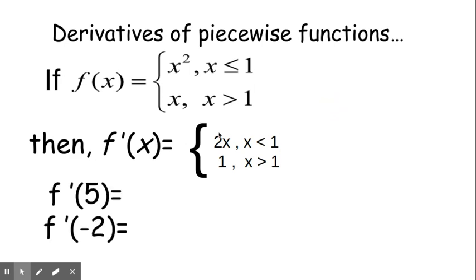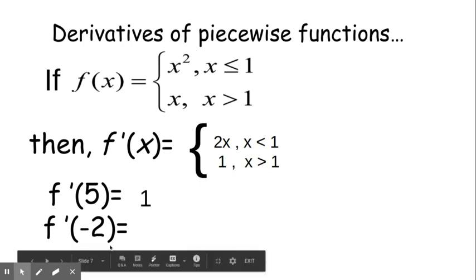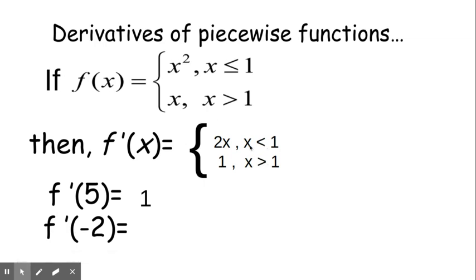So if we wanted to find the derivative of the function at x equals 5, we would go to our derivative function and we'd have to look at our domain. Since 5 is greater than 1, the derivative would equal 1. And then if we wanted to find the derivative of the function at -2, we'd have to go to our domain here for the derivative function. -2 is less than 1, so plug it in here. -2 times 2 is -4. So derivatives of piecewise functions is taking the derivative of each piece and just making sure you're careful about not putting the equal sign unless you can prove that the derivative does actually exist at 1.